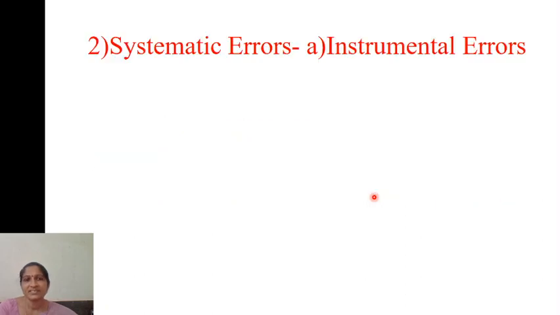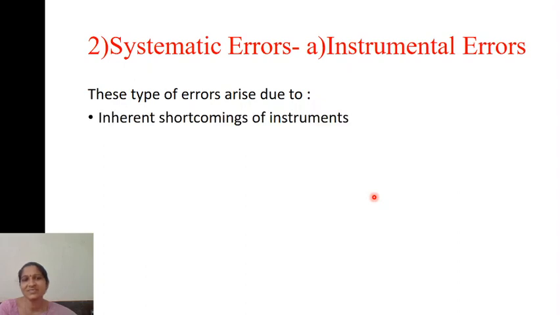Okay, next one, systematic errors. In the systematic errors, there are three types. The first one is instrumental errors. Instrumental errors are because of the instrument only, that is, inherent shortcomings of the instruments. While manufacturing itself, some amount of error happens. So when we get the instrument from the manufacturer, there is some error or some damage problem, and because of that you will get this type of errors.